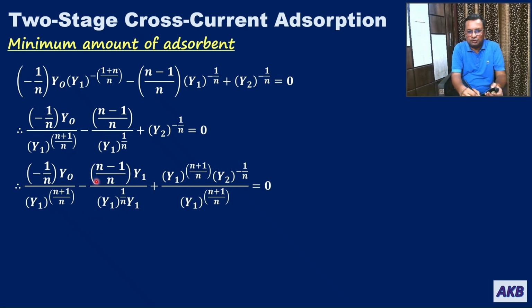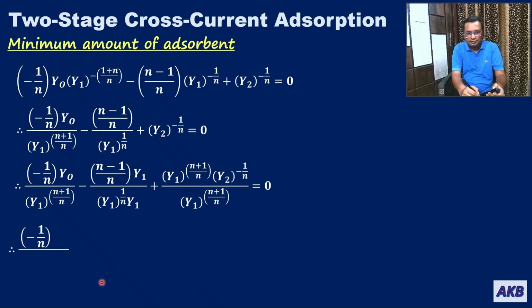So that is what I have done. So it is (n minus 1)/n into capital Y1 divided by capital Y1 raised to 1/n into Y1. So this will result in this term. And then for the third term, I will have to multiply and divide with Y1 raised to (n plus 1)/n. So I have done that. So plus capital Y1 raised to (n plus 1)/n into capital Y2 raised to minus 1/n divided by capital Y1 raised to (n plus 1)/n, that is equal to 0.